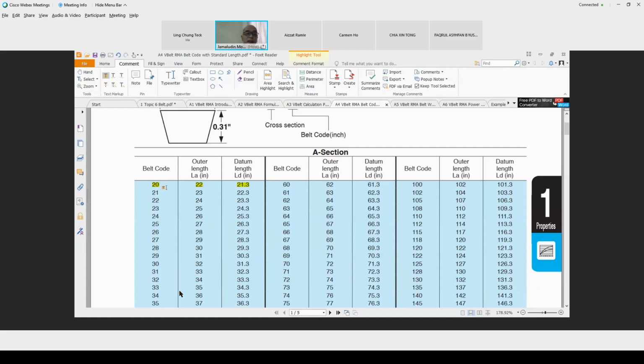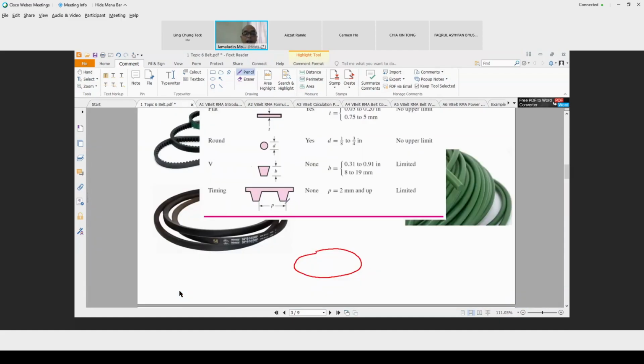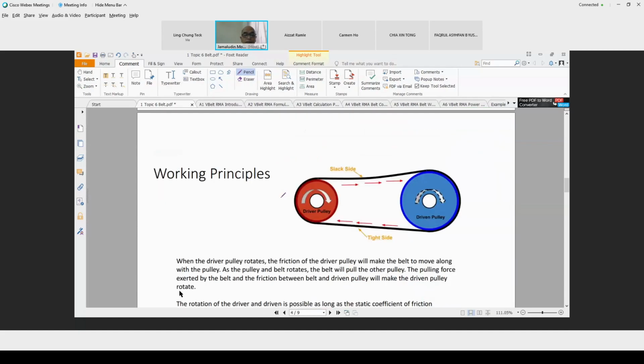It's going to be fixed. The same goes with the timing belt because it's fixed, except that the timing belt, you see, this is the timing belt, has a tooth. Meaning that for a timing belt, the pulley will be different from the V-belt. That's why you have limited here. It's going to be fixed, and the structure is going to be fixed.